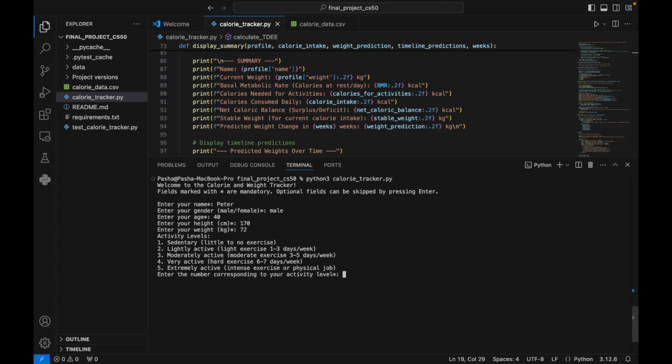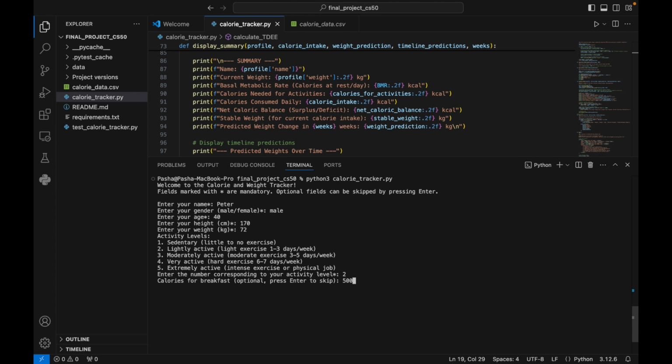So activity level. Here we are talking about daily activity, and I would suggest we take lightly active, like 1 to 3 days a week of light exercise. Now we're asked for the breakfast calories.